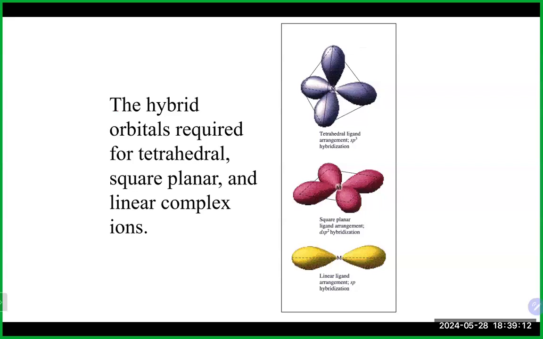Here are some of the geometries that we sometimes will see. That is our tetrahedral, our sp3, coordination number 4. This is also coordination number 4. That's our square planar, our sp3d. And this is sp, which is linear, which is a coordination number of 2. And that will typically give you that linear geometry.